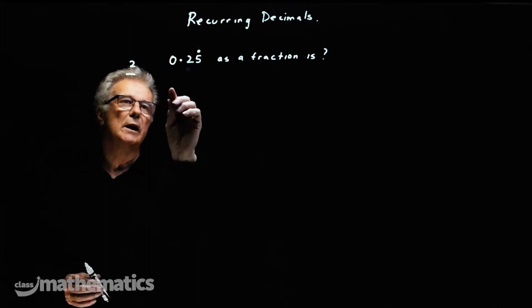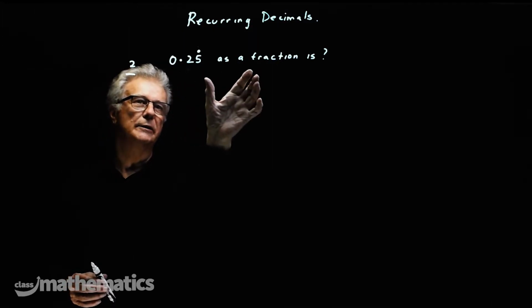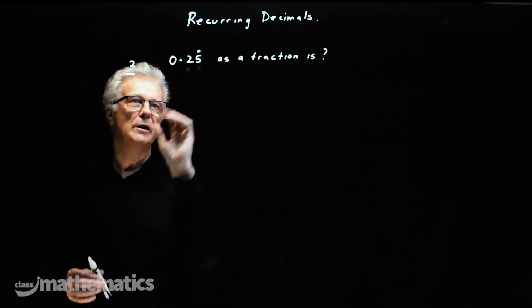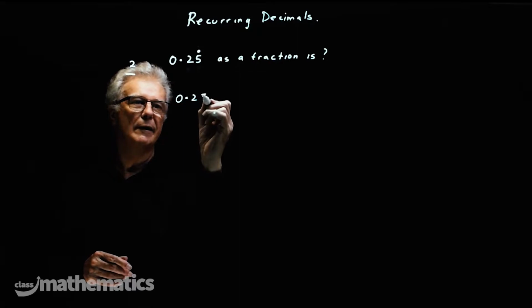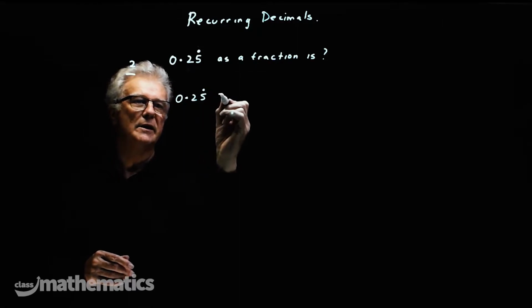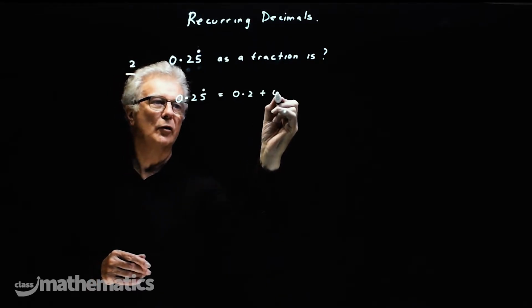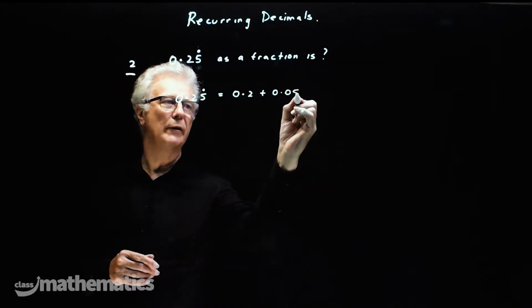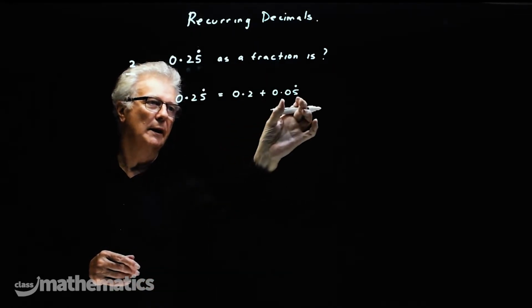Okay, in this particular one here, we have to convert this repeating decimal, 0.25 with the 5 repeating, as a fraction. Now, to do this, we need to split it, because you notice that the repeater is on the 5, so that's equal to 0.2 plus 0.05 repeater. So we're going to look at this one, then we'll add this later, okay?